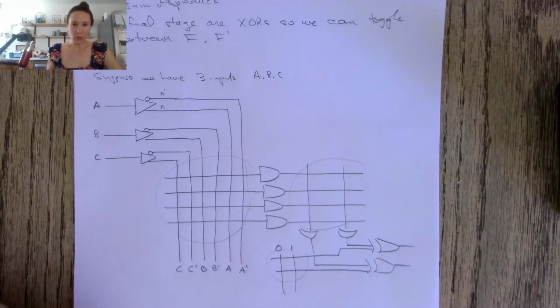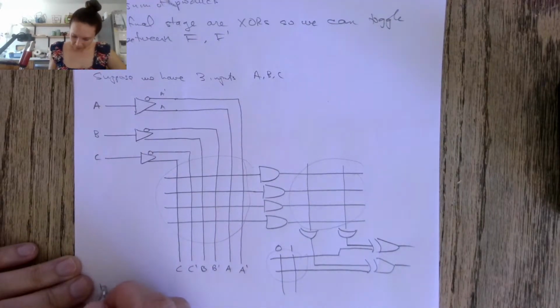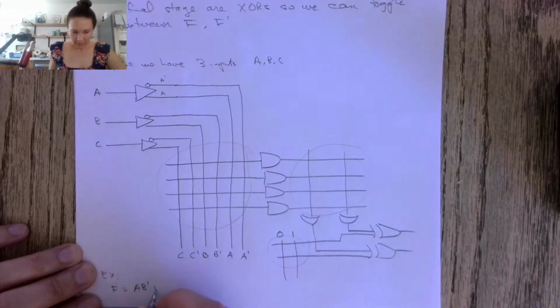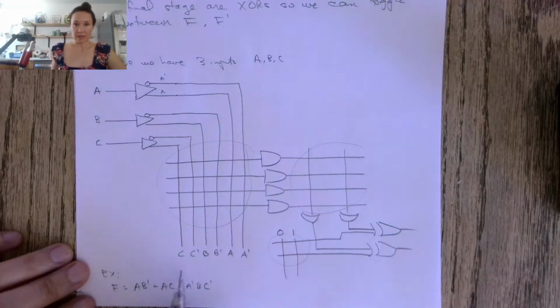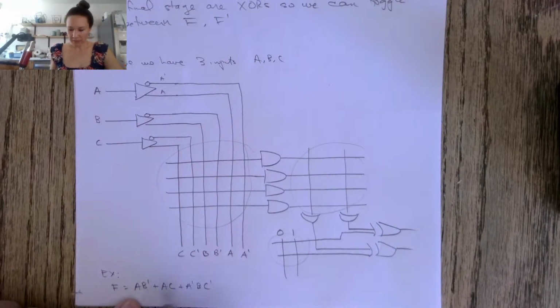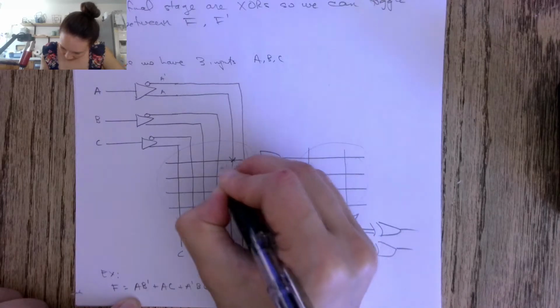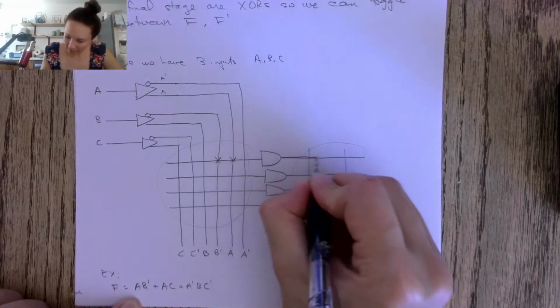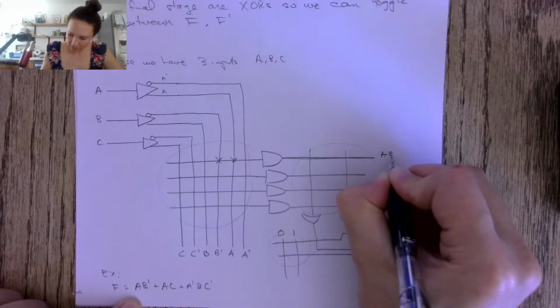So if we wanted to store on this a function that is, say, something like f is equal to a b naught plus a c plus a naught b c naught, then we would find the terms that we want to be ANDed together, right? So the first one is a and b naught. So here's a and b naught. If I want these to be ANDed together, I make a connection here and I make a connection here. So this is my A line and this is my B naught line. So that means what comes out of here is the product term A, B naught.